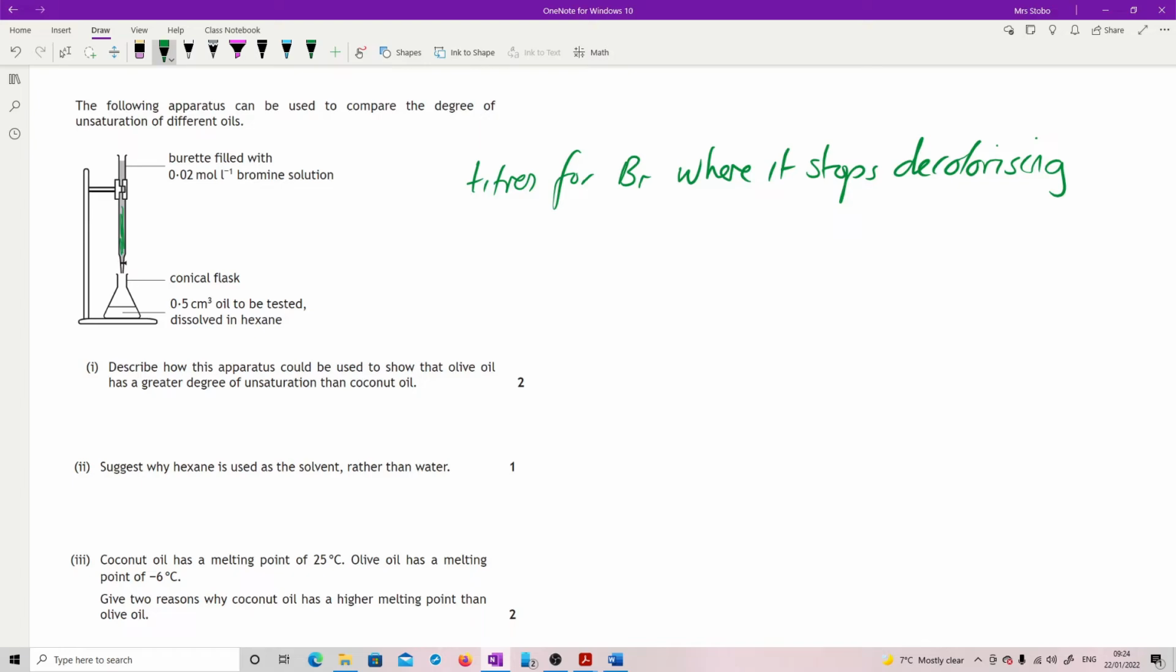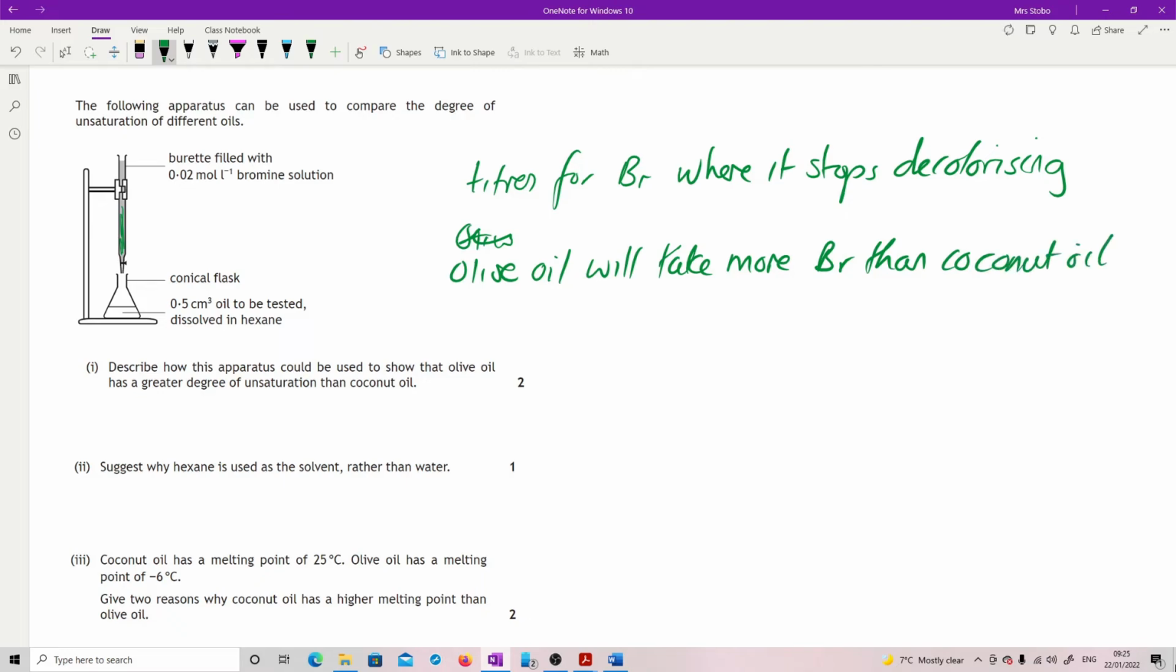Okay, that's the first thing you would need to do, and that's your first mark, recognizing that's what you'd have to do. Then, because it says, how could you use it to show that olive oil has greater degree of unsaturation? Olive oil will take more bromine than coconut oil. And that's it. That's you actually showing this greater degree of unsaturation, and I've described how the apparatus should be used. Okay, so it's your 2 points on that one.